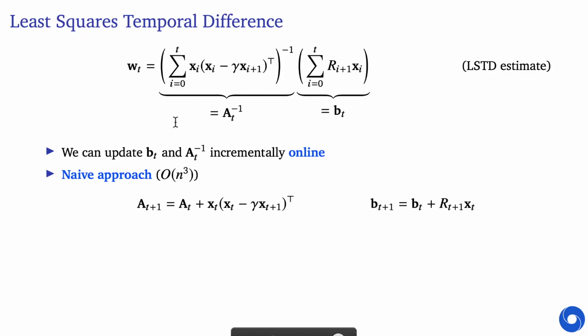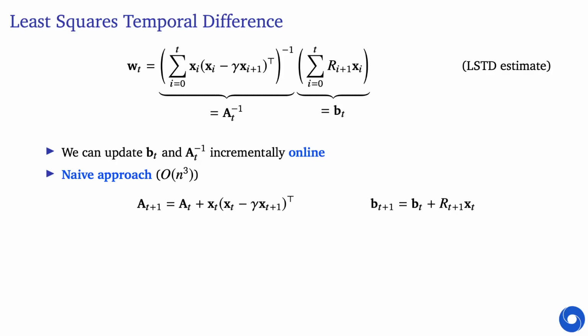And inverting A naively will give us a cubic cost, because A will be some dense matrix, and inverting a square matrix of n by n will be cubic in n. So that's expensive, and we want to avoid that. The reason we want to avoid that is because we ultimately want to consider large feature vectors.